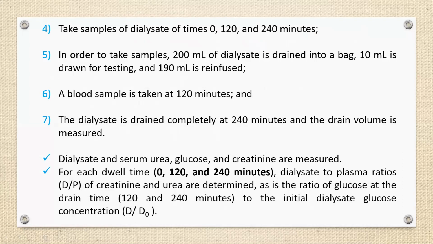So for each dwell at 0, 2 hours and 4 hours, the dialysate to plasma ratio, D/P ratio, of creatinine and urea is determined, and so is the ratio of the glucose at the drain time, at 2 hours and 4 hours, to the initial dialysate glucose concentration that we will call D0.